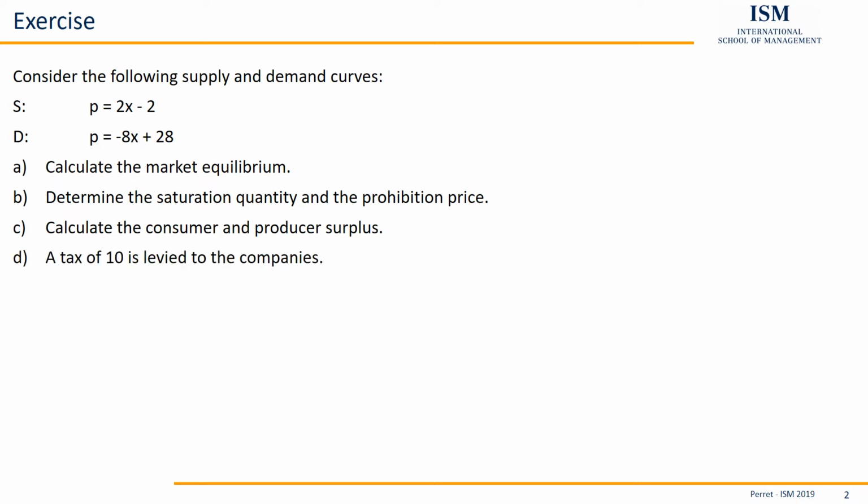D, a tax of 10 is levied on the companies, implicitly stating as well in which way this impacts the overall equilibrium. Then calculate the effect on the overall economic welfare. And that's all we have to do, all those 5 parts. And well, we'll start by working our way through this one by one.